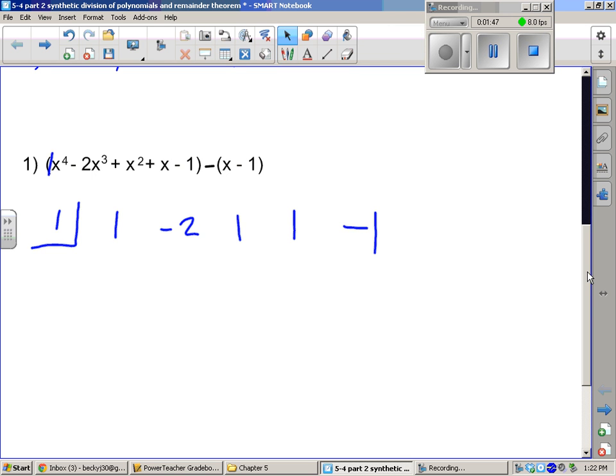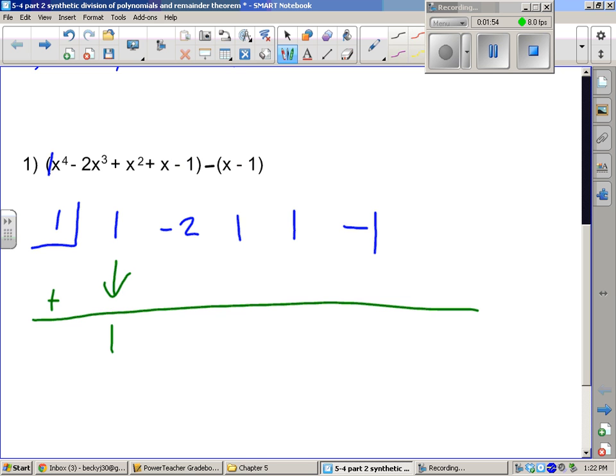Then we put a big line underneath, and we drop down our very first number. Drop that all the way down. Next, multiply press box times that number and write it under the next number, the -2. So 1 times 1 is 1. Then we add that column and we get -1. Start it over. Multiply -1 times 1, -1. Add. We get 0. Multiply. 1 times 0 is 0. Add. We get 1. 1 times 1 is 1. Add. We get 0.